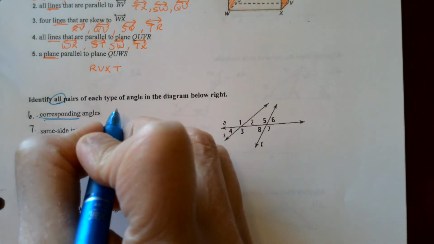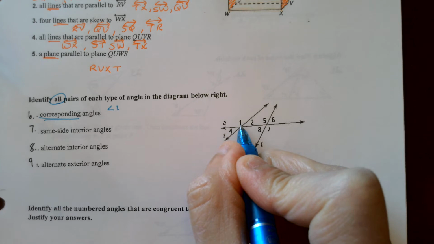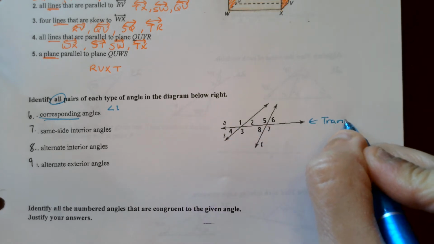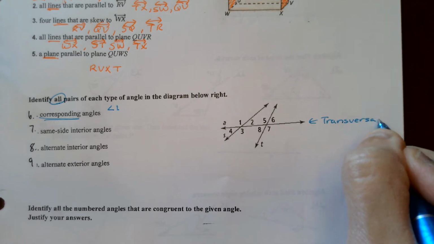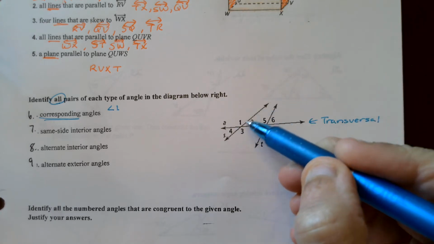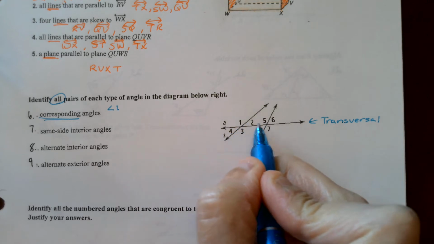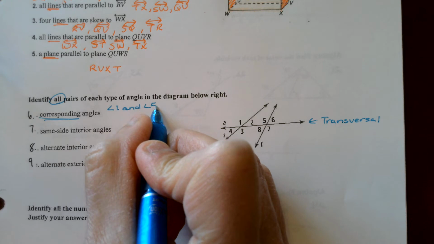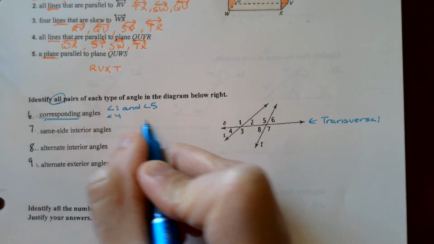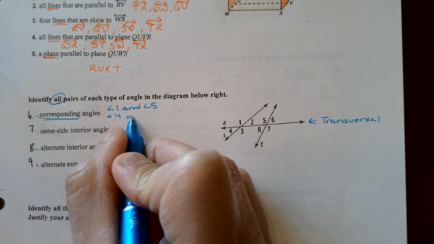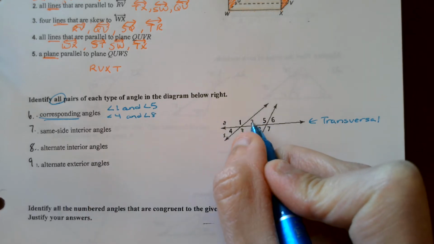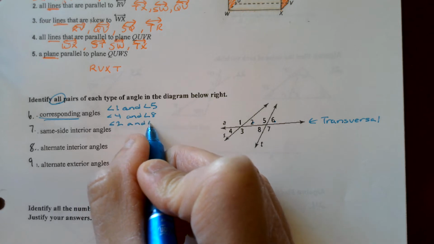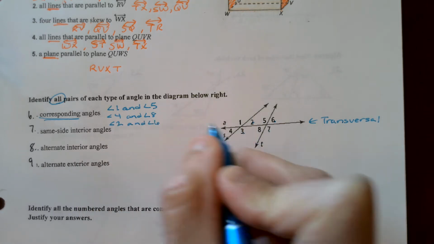So let's start with 1. So angle 1, remember it sits in the same position on the other line. This is the transversal. These are your two lines. So you're looking for the same position on both of the lines. So it'd be 1 and 5. And that's how you write that. Angle 4 and 8. Angle 2 and 6. Angle 3 and 7.